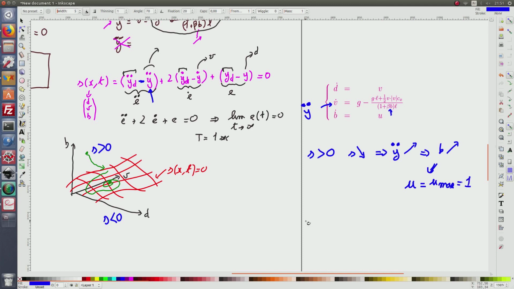So when s is negative, then of course I should take u equal to minus 1. It is the best I can do. It is a principle of sliding mode control. So that's why I will take u to correspond to the sign of s, where s is given here.